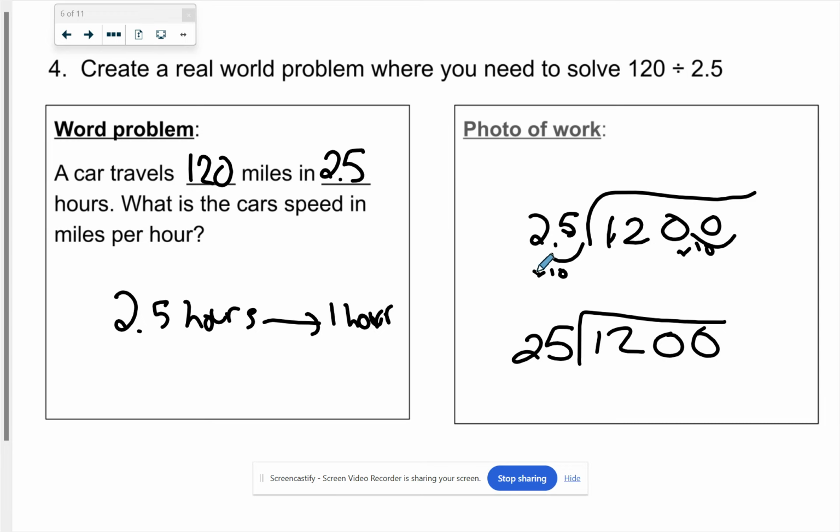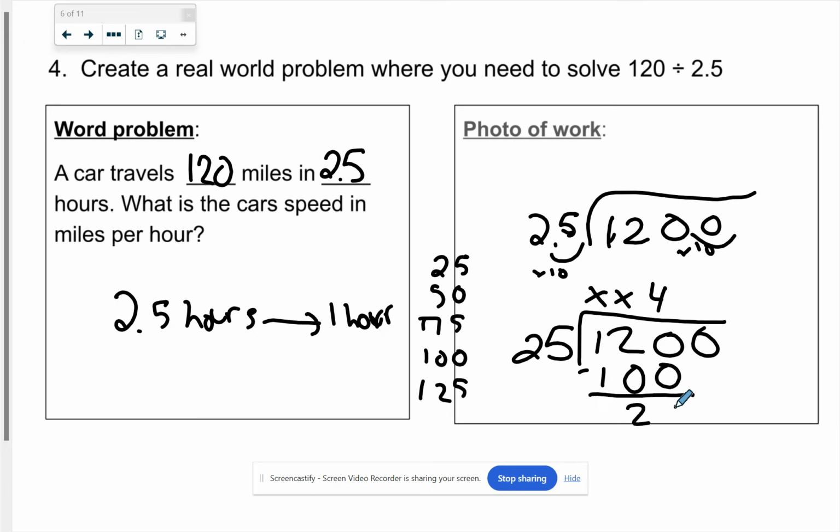Now, let's make our division. 25 does not fit into 1. It also does not fit into 12. So now let's count to 100 for 120. 25, 50, 75, 100. 125 is too many, so it's going to be 4 times. 25 times 4 is 100. Subtract, you get 20. Bring down a 0.